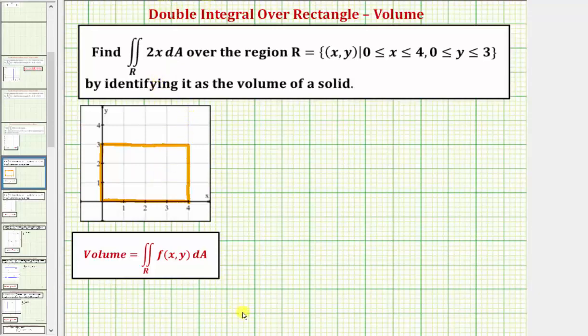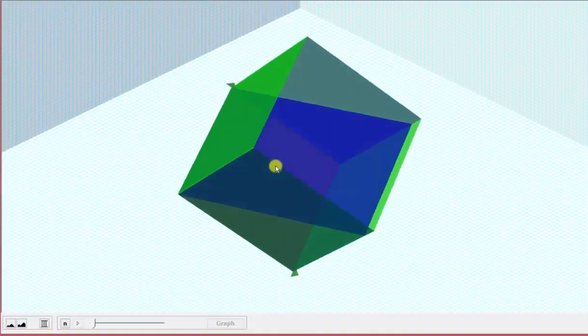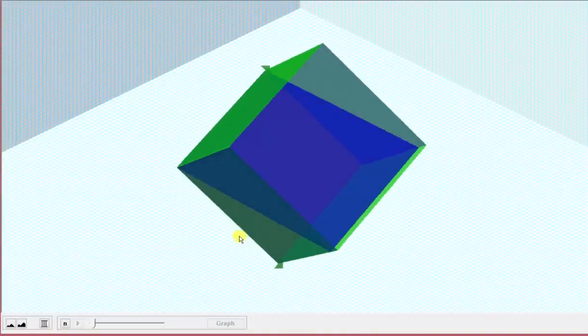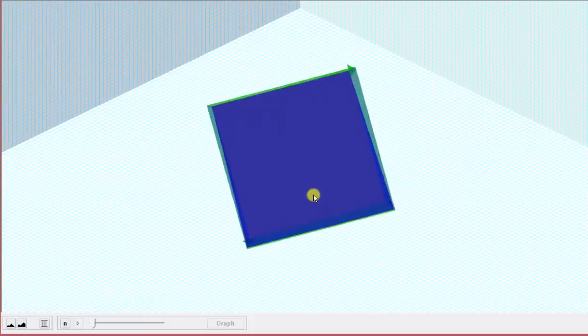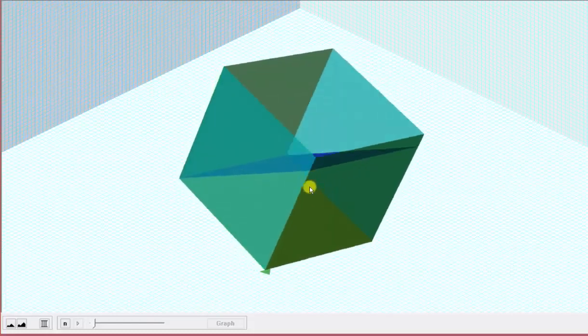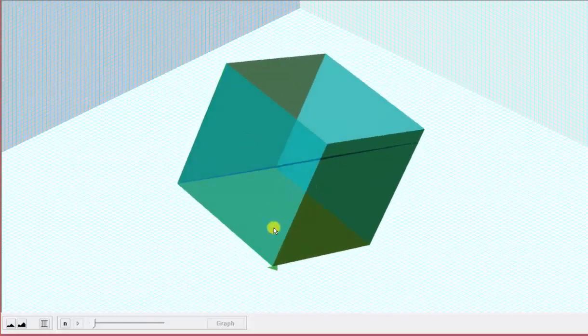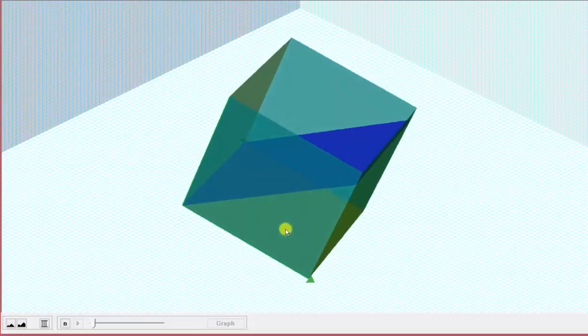Let's take a look at this graphically. f of x comma y equals 2x is graphed here in blue. If we look down on the xy plane, this is the region of integration. So our double integral gives us the volume under this blue plane above the xy plane over this region. So notice how this solid would be a right triangular prism.